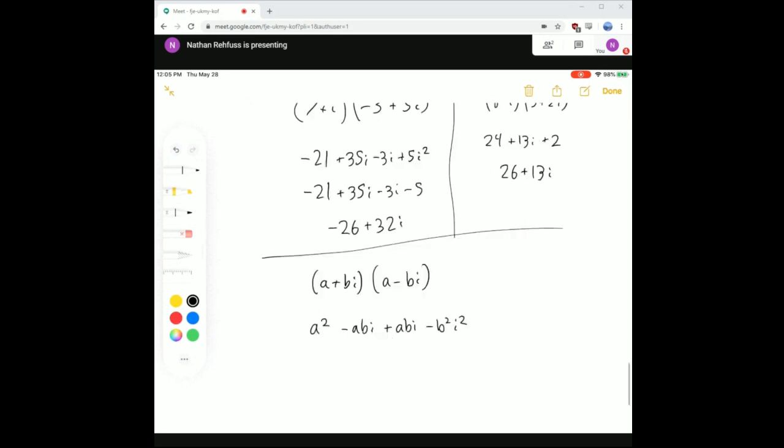So these cancel. Negative b squared i squared is negative 1. So that's negative b squared times negative 1. Our final answer is just a squared plus b squared.